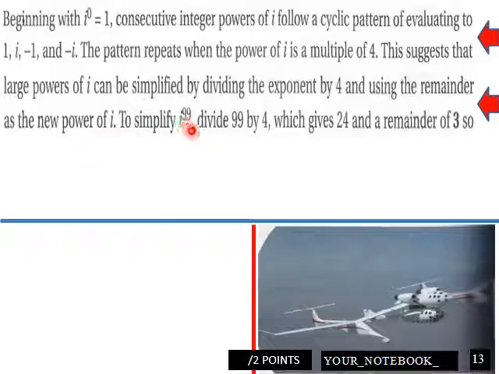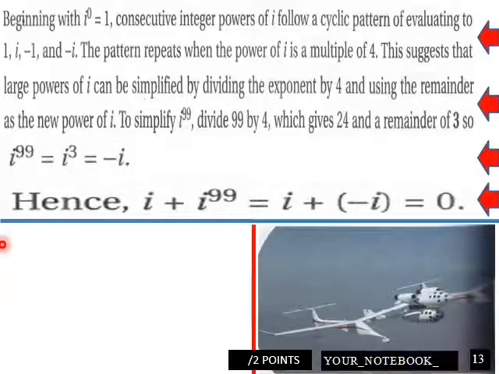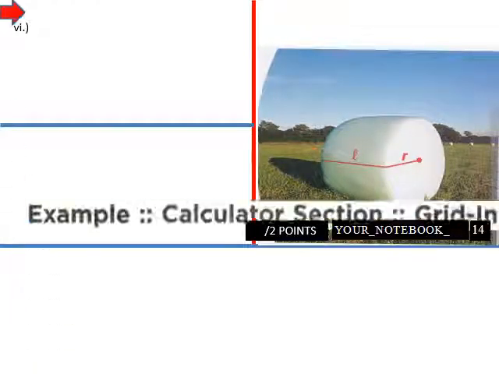To simplify i to the 99th, divide 99 by 4, which gives 24, remainder of 3. So i to the 99th equals i to the third, which equals negative i. Hence, i plus i to the 99th equals i plus negative i, which equals 0. That is a cool way of figuring out what this will be.